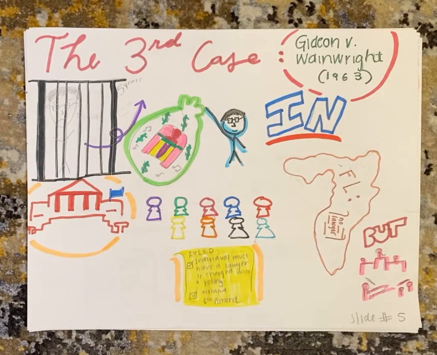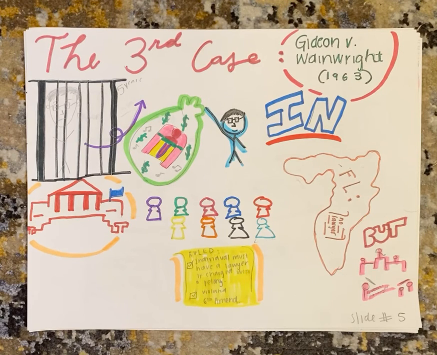Clarence Gideon was arrested for stealing a jukebox in Florida. This is the Gideon versus Wainwright case, which took place in 1963. At the time, he was sentenced to prison but was too poor to afford a lawyer. He requested one but was denied because under the laws of Florida, the court would only pay for a lawyer if he was facing the death penalty, which he wasn't.